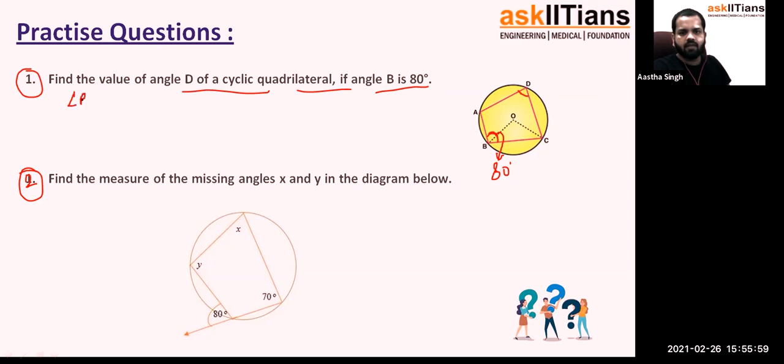Why? Because angle B plus angle D will be equal to how much? 180 degrees. Why? Just write the reason. Property. Property of what? Property of a cyclic quadrilateral.